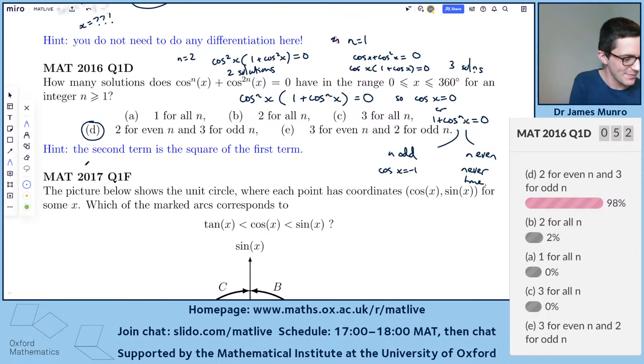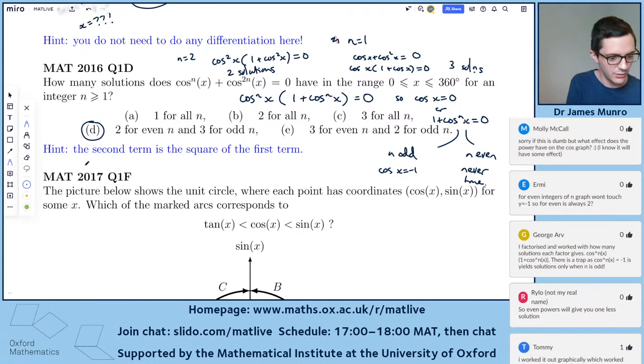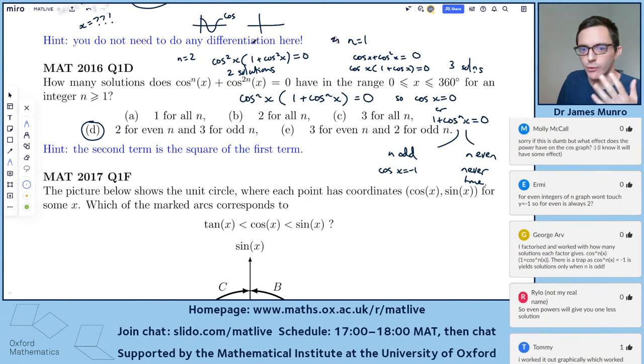Molly's got a question that's not a dumb question. What effect does the power have on the cos graph? So if you're thinking about graphs, then raising it to the power of n, if n is even, that's like squaring things. If n is 2 or 4 or 6, then you end up with something that looks like this. So that'll be like cos to the 2n. If n is odd, then you get something like this.